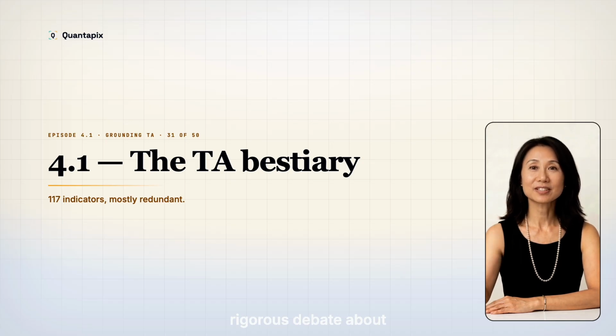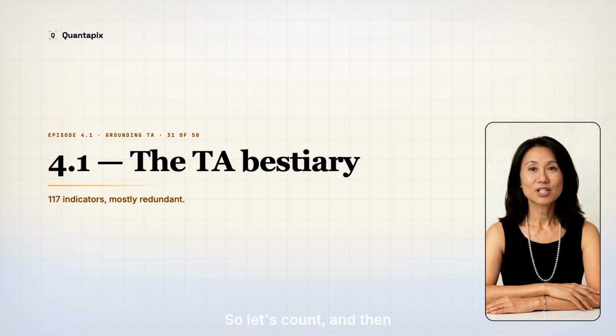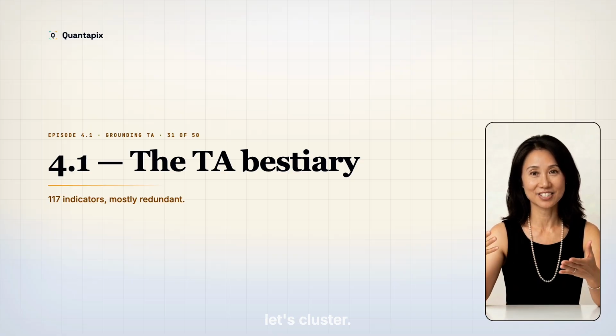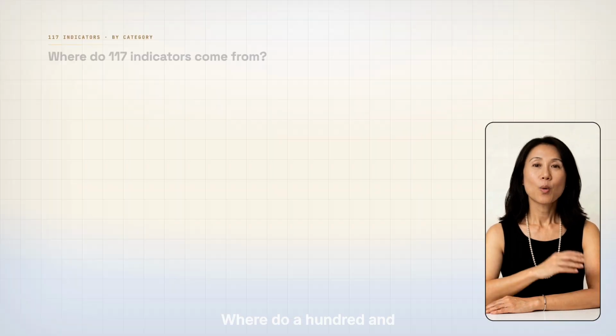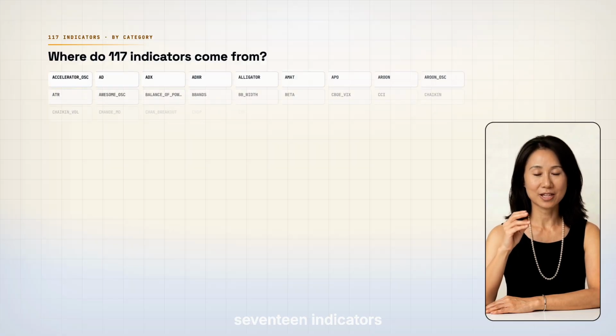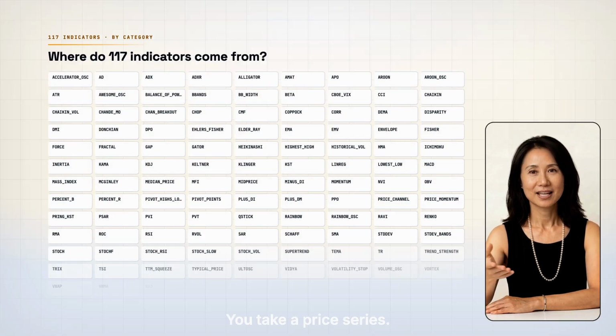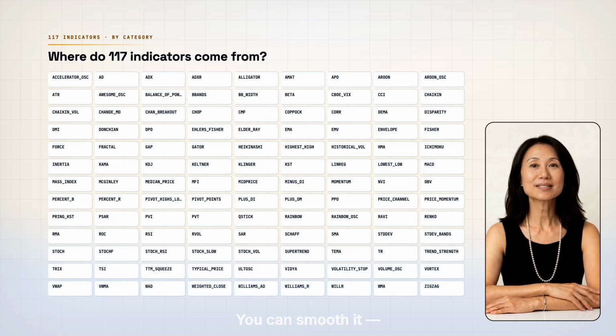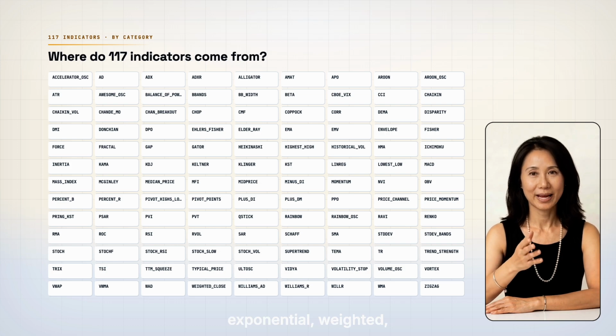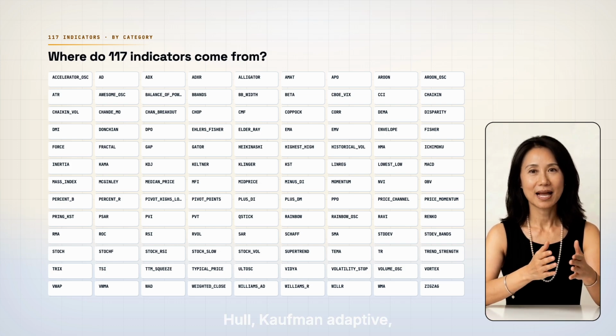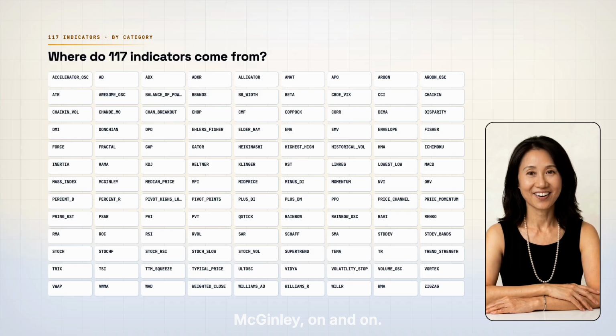Before we can have a rigorous debate about technical analysis, we have to thin the herd. So let's count, and then let's cluster. Where do 117 indicators come from? Mostly from small variations on a few moves. You take a price series, you can smooth it, that's a moving average, and there are a dozen ways to smooth. Simple, exponential, weighted, Hull, Kaufman adaptive, McGinley, on and on.